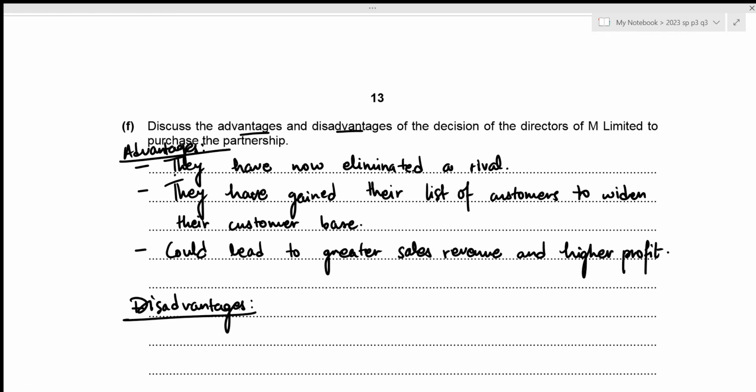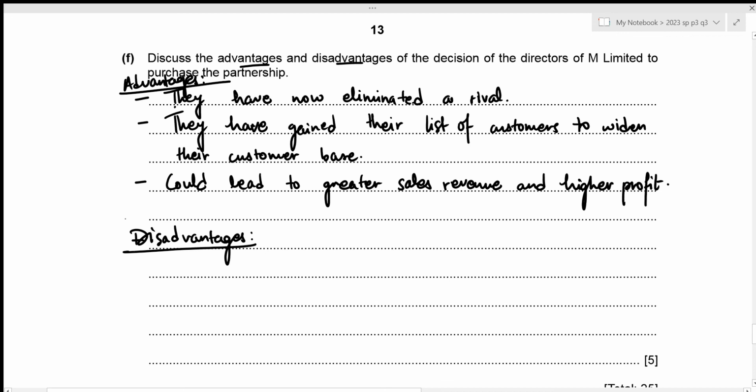The major disadvantage would be dilution of ownership, since now the company M Limited issued shares to both Amil and James, right? Let's write it down. There is a dilution of ownership since new shares have been issued.